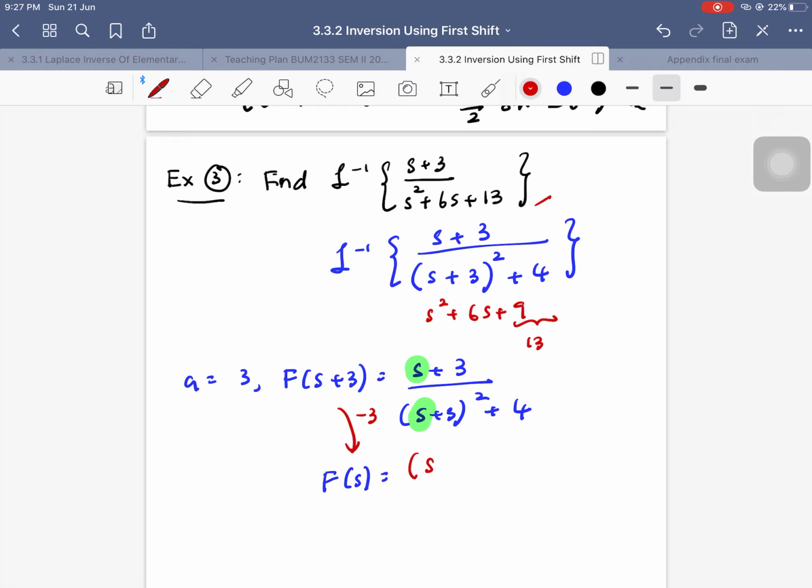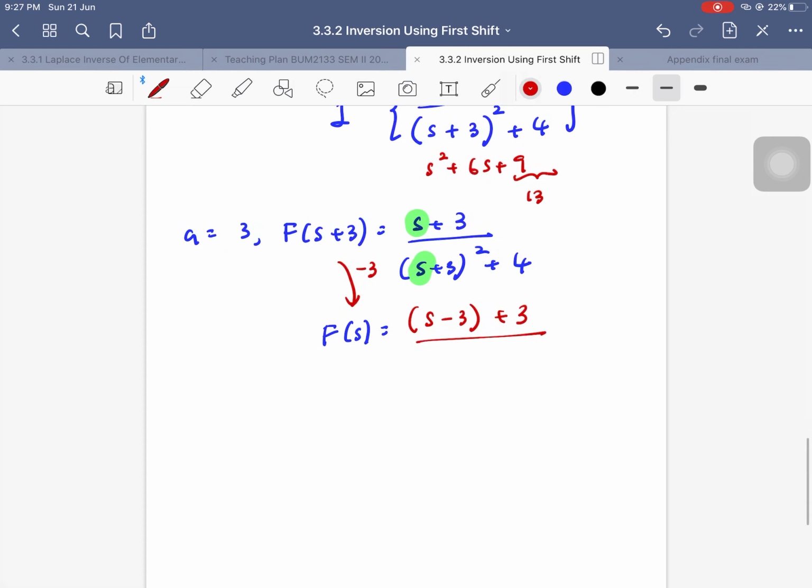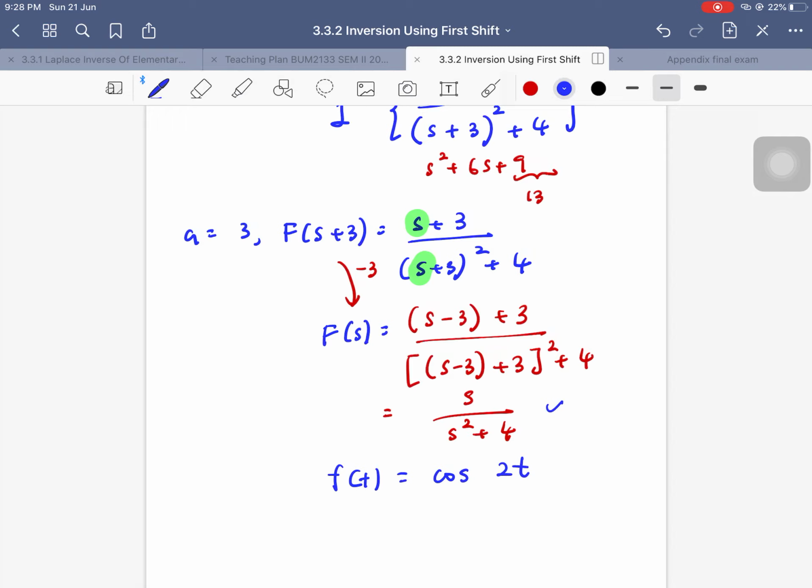So put a bracket around s minus 3 plus 3 over, and then I'm going to have another bracket, s minus 3 plus 3 squared plus 4. So when I simplify, I'll end up with s over s squared plus 4. So this is a very simple function, and I know that my f of t is going to be a Laplace inverse of this, which according to the table is just cos of 2t.